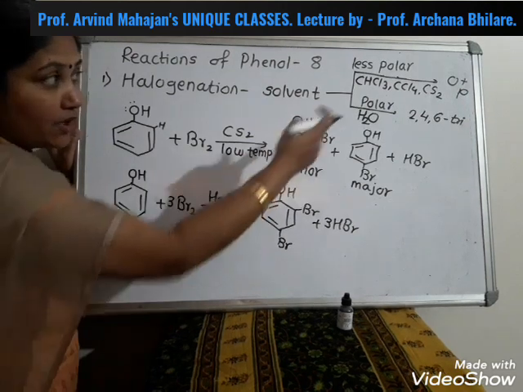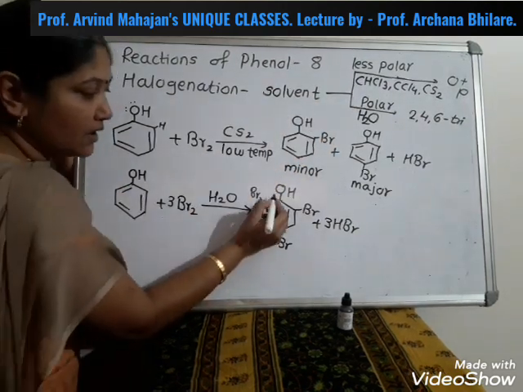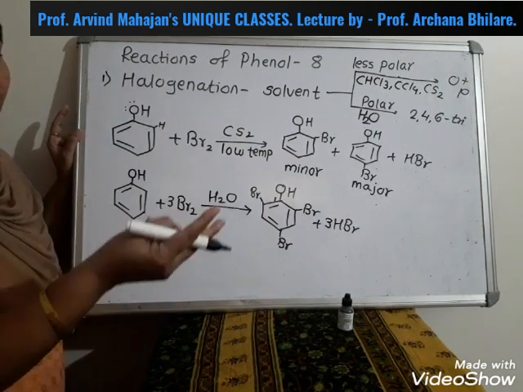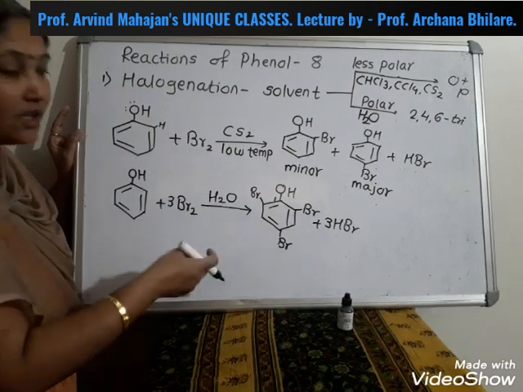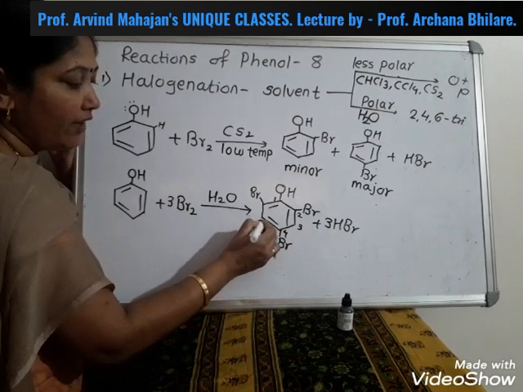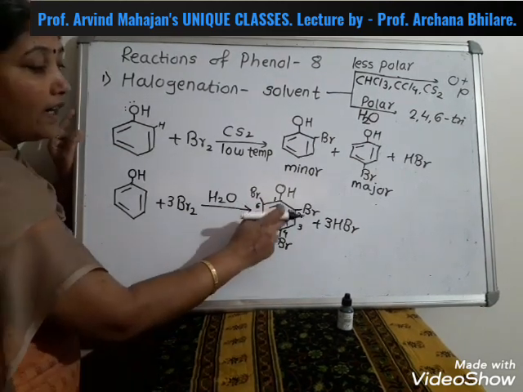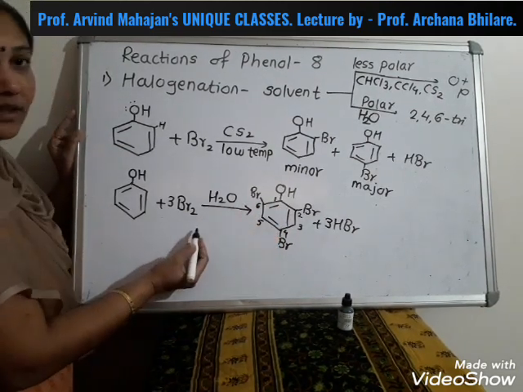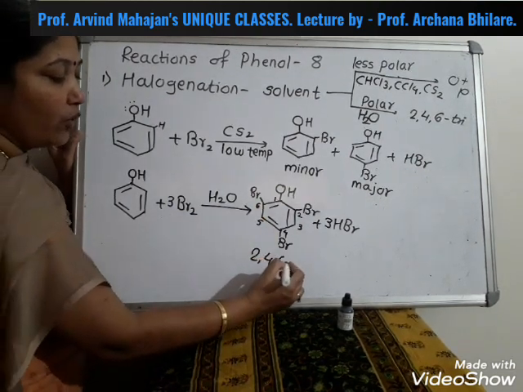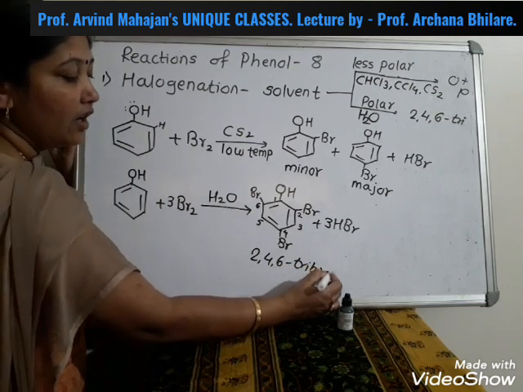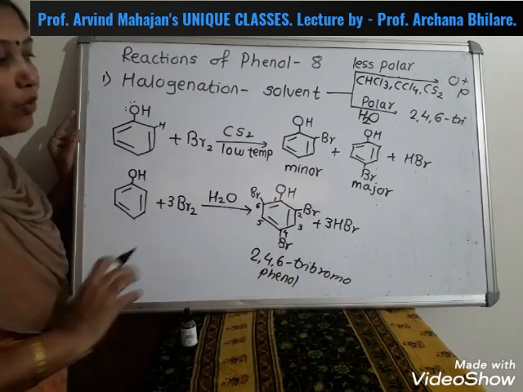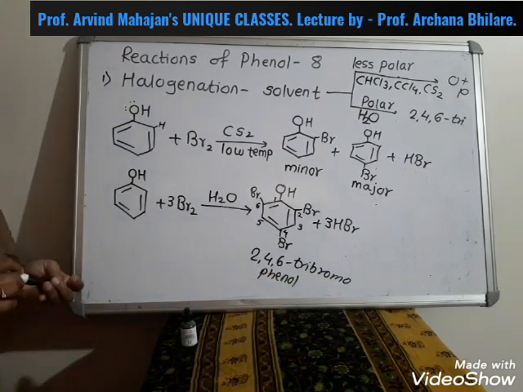Now what's the name of this substance? I wrote there 2,4,6 tri. See, this is main functional group, and OH and X, alcoholic group, and halogen. Higher priority is given to OH. We studied this in 11. This is carbon number 2, 3, 4, 5 and 6. So at carbon number 2, 4 and 6, 3 Br are there. So it is named as 2,4,6 tribromophenol. 2,4,6 tribromophenol is the product formed in this reaction.